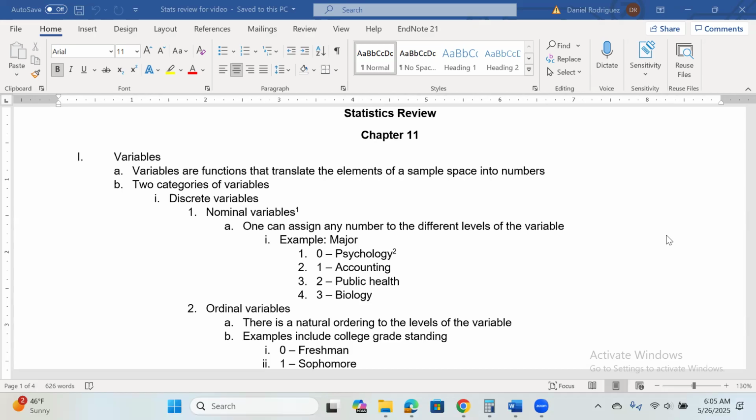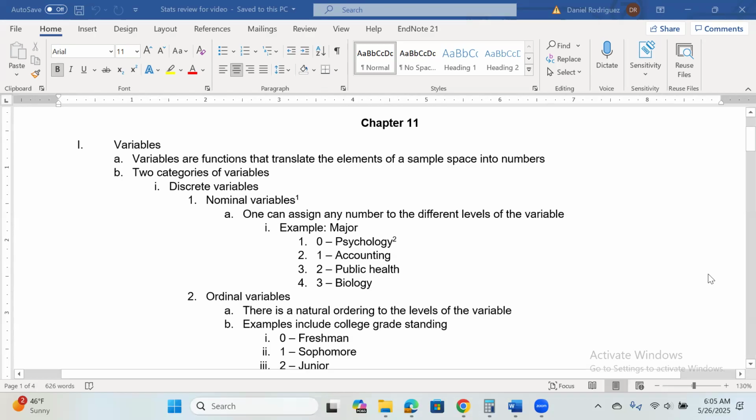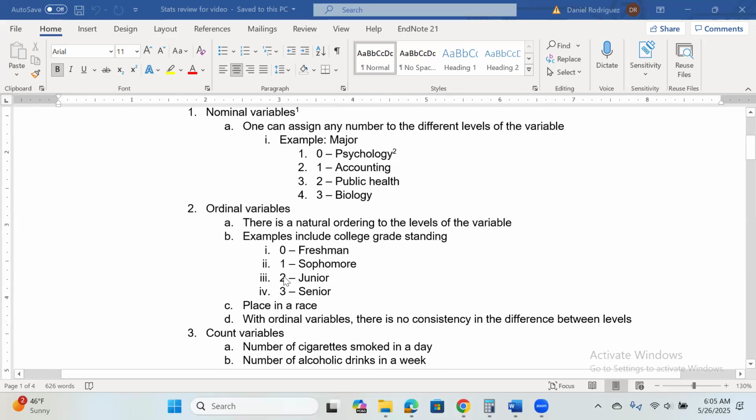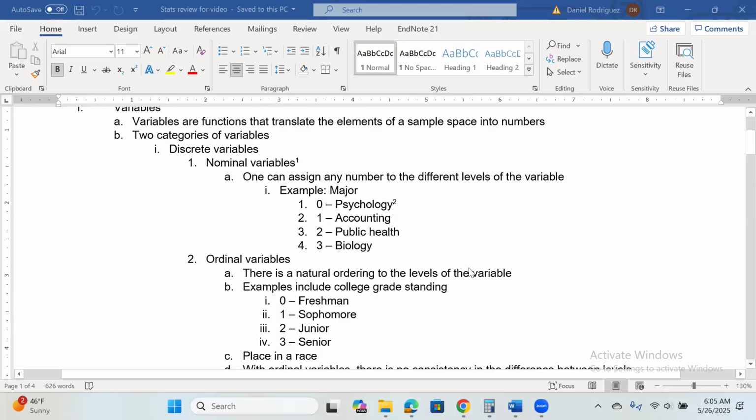We don't really need to go into depth there, but a sample space can be anything like, say, gender or something like that, where you have different genders, and then we need to convert those to numbers. There are two categories of variables. You have discrete variables, and under discrete variables, we have nominal, ordinal, and count variables. Those all fall under this rubric called discrete. You have these notes, of course, and you'll see that I always have little footnotes with everything. I tend to love footnotes.